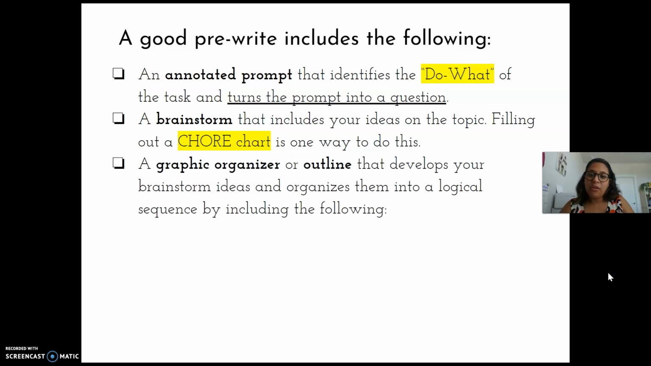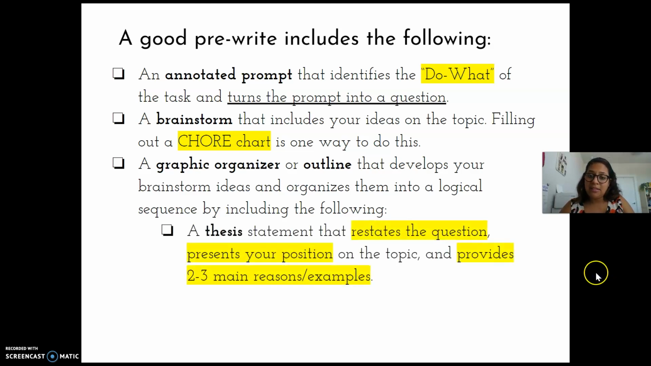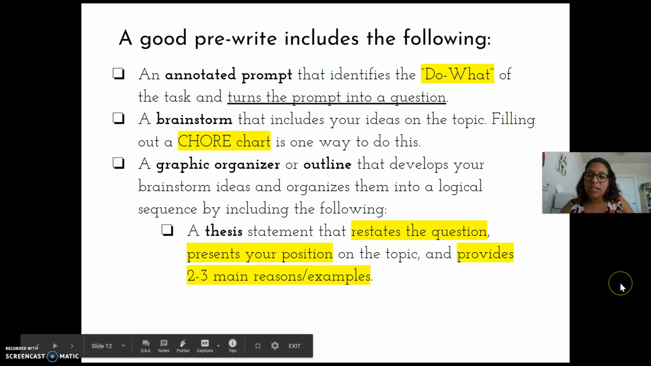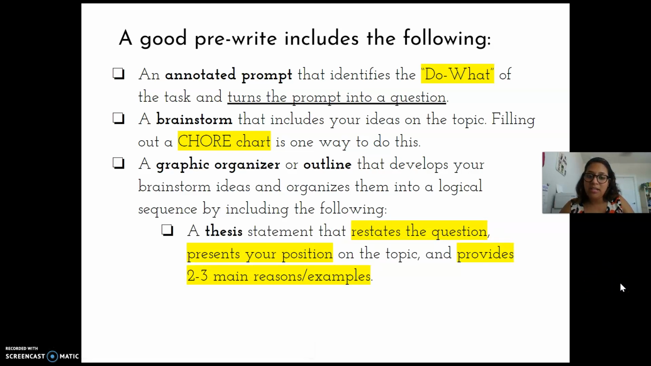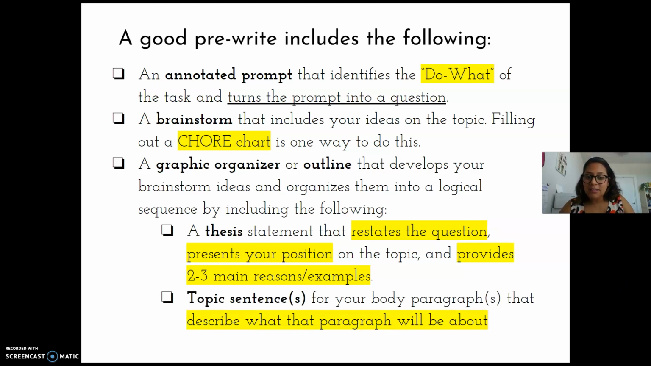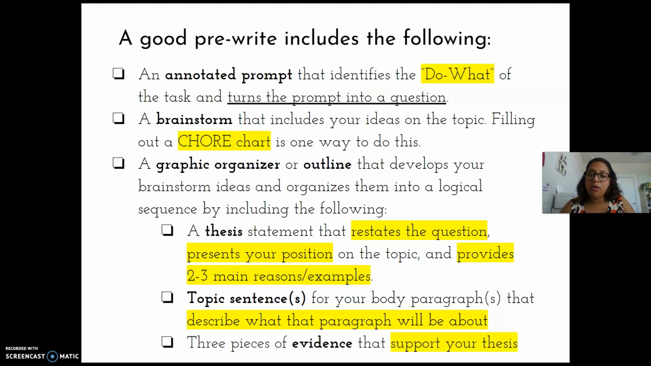Afterwards, you create a graphic organizer or outline that develops your brainstorm ideas and organizes them into a logical sequence by including the following: a thesis statement that restates the question, presents your position on the topic, and provides 2 to 3 main reasons/examples. Topic sentences for your body paragraphs that describe what that paragraph will be about. And then 3 pieces of evidence that support your thesis. 1 piece of evidence for each topic sentence.